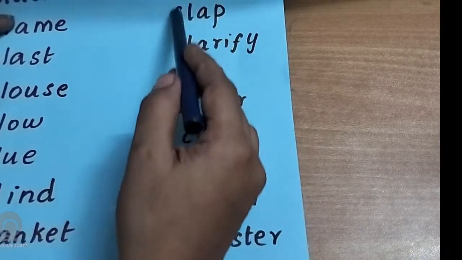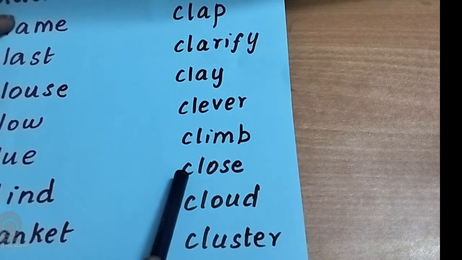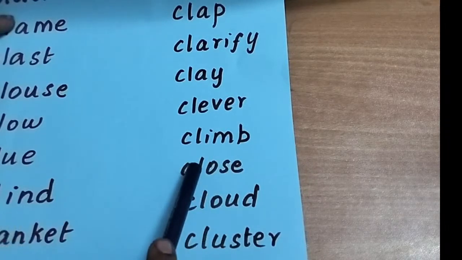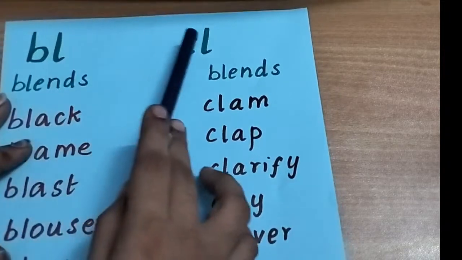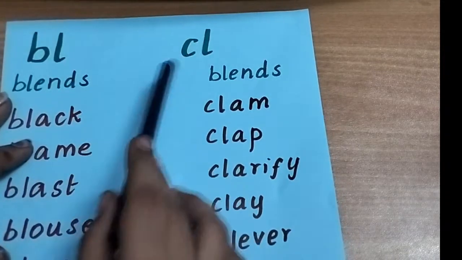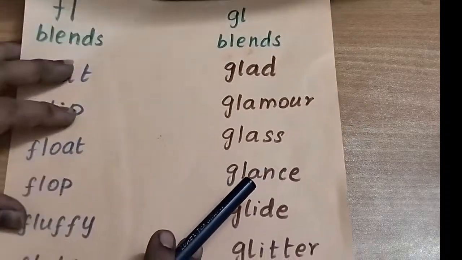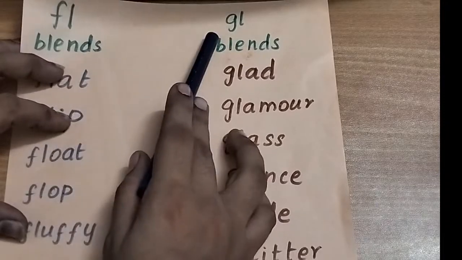So we have noted that the starting two letters are consonants which we blend at the beginning of a word. So these are your BL and CL consonant blend words. Next I will go with the next set of words. The next one is FL blends and GL blends.